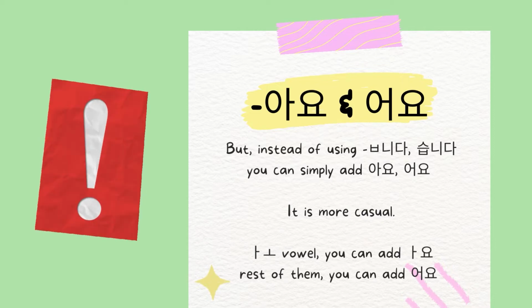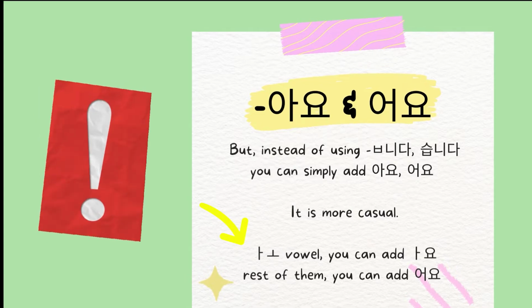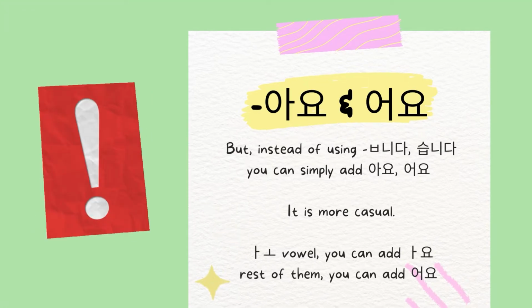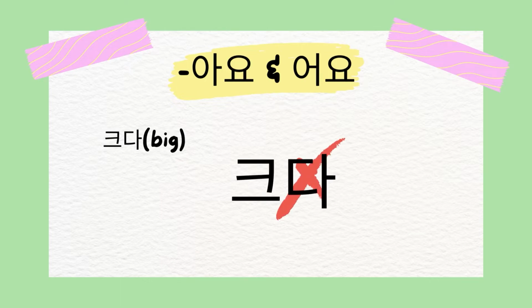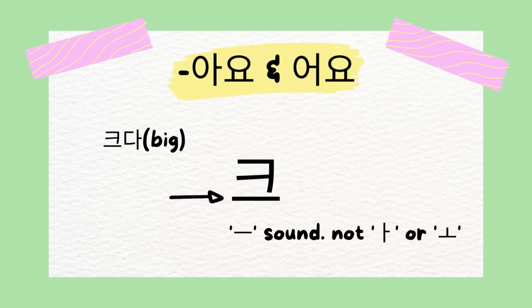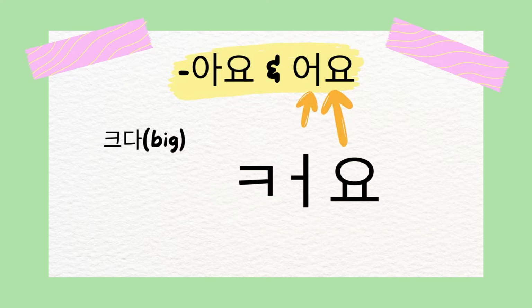Plus, instead of using 습니다, you can simply add 아요, 어요. It is more casual. If there is an a or o sound, you can add 아요. For the rest of them, you can add 어요. Let's see how you can apply this. 크다. After you remove 다, there is a 크 sound, 으 sound. 으 sound is not an a or o sound. That's why you can apply 어요.